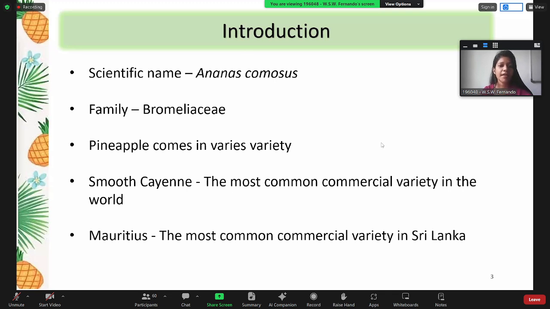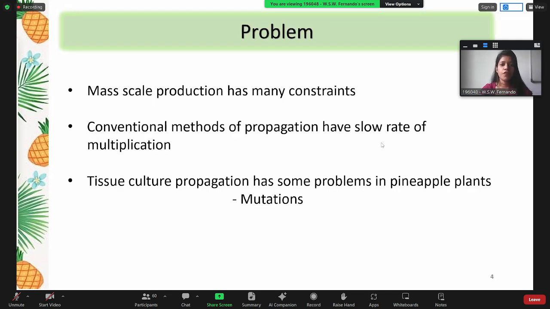The pineapple plant Ananas comosus belongs to family Bromeliaceae. It's a tropical fruit-bearing plant with spiky sword-shaped leaves, and it has a unique fruit structure. There are so many pineapple varieties in the world. In the Sri Lankan scenario, pineapples hold significant importance in agriculture and economy. But the problem is mass-scale production of quality pineapple planting materials has some constraints, because conventional methods of propagation have a slow rate of multiplication and tissue culture propagation has some mutations.